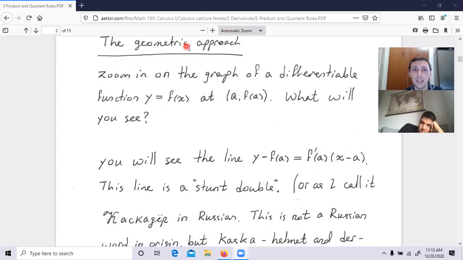Yes? And there is a good word to learn here. You see, so first of all, guys, x minus a, x is going to be close to a, so I can call it dx. That's for short notation. So it's going to be y minus f of a equals f prime times dx.